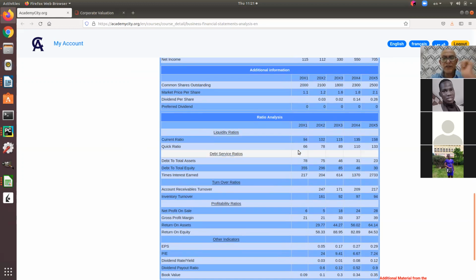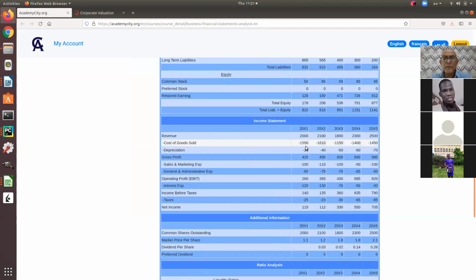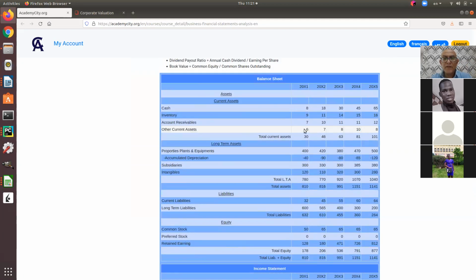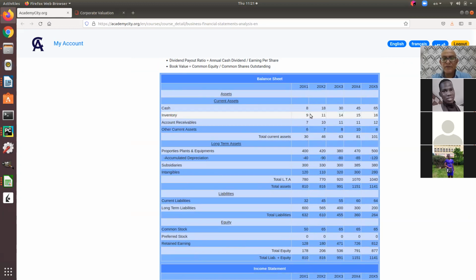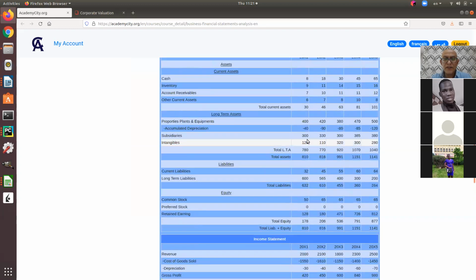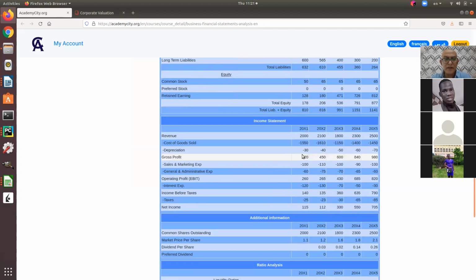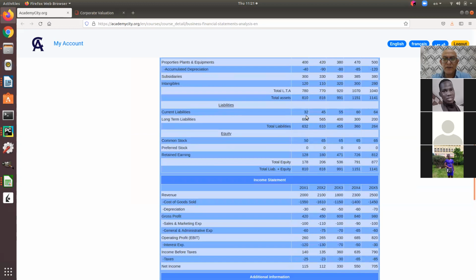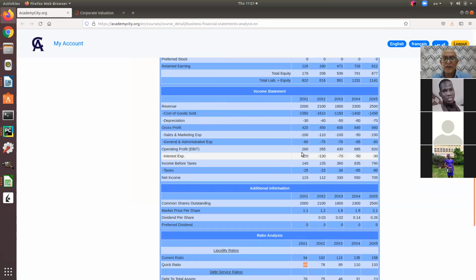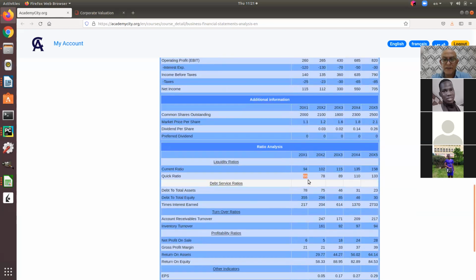How did we get quick ratio? We simply took the 30 and we subtract from it the inventory 9, we come to 21. 21 divided by 32 gives us 66%. Okay, so the current liabilities 32, 21 total current assets minus the inventory gives us 66%.